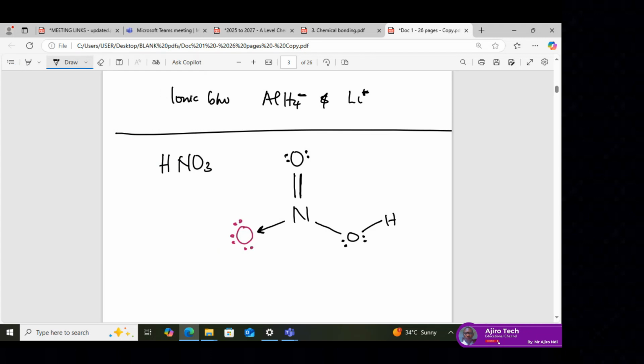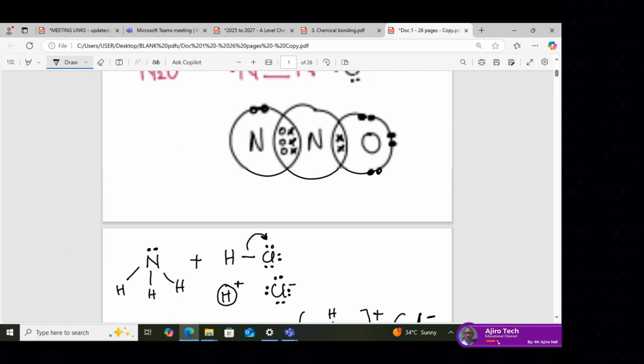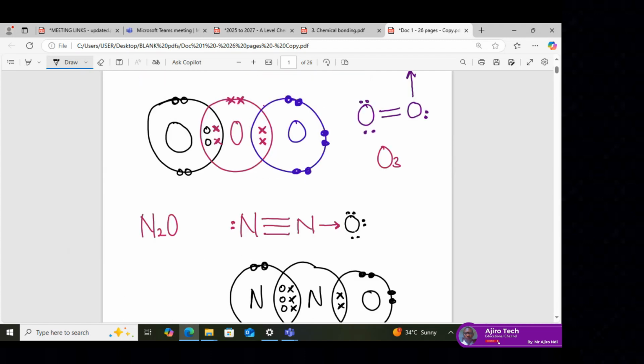That's HNO3 for you. Are you sure you understand this? The lone pair on N is used to form a bond with them, just like the way this guy did. Look at the N2O. Remember, look at N2O. Where is N2O? Nitrogen formed a dative bond with the oxygen coming. Am I right? Oxygen, yes.